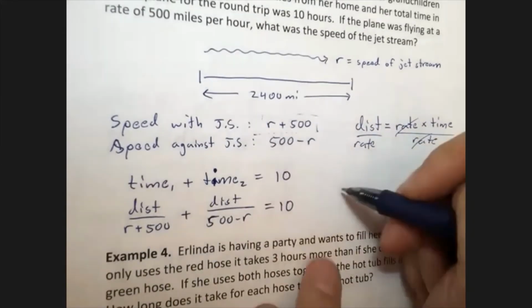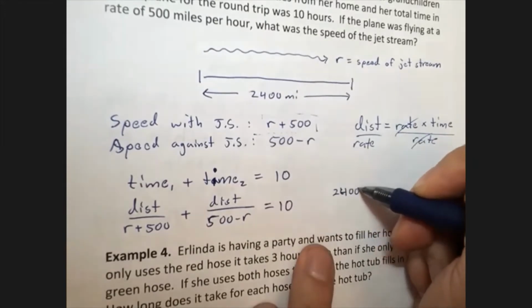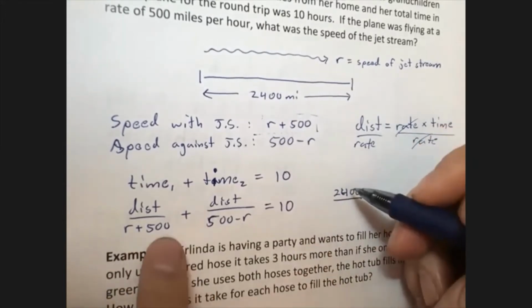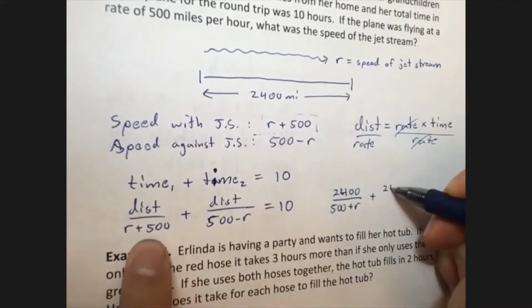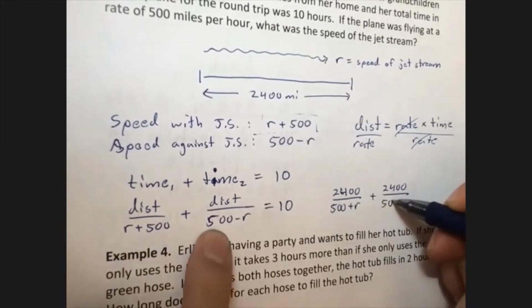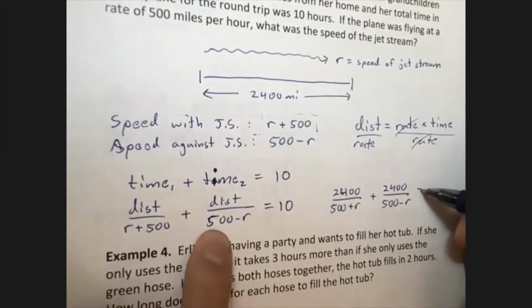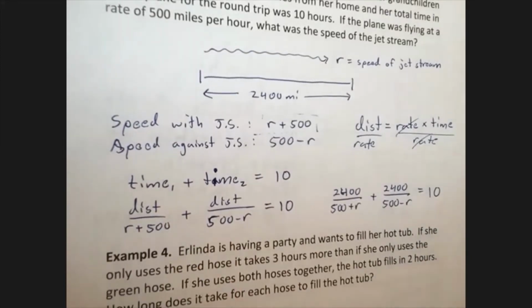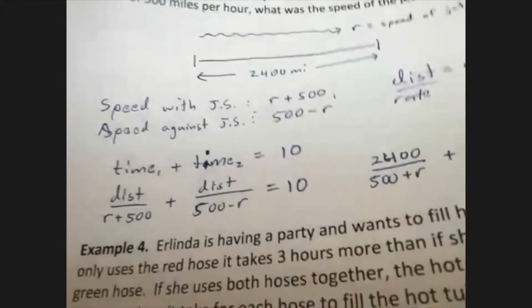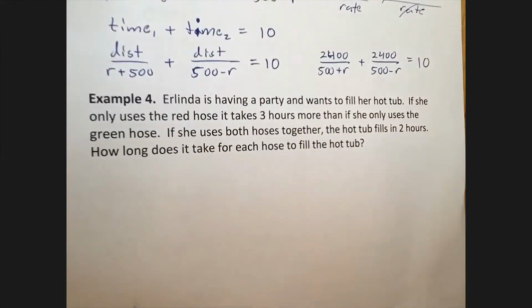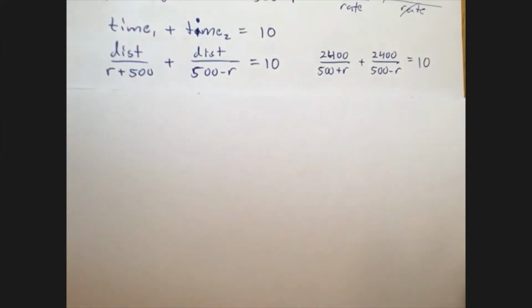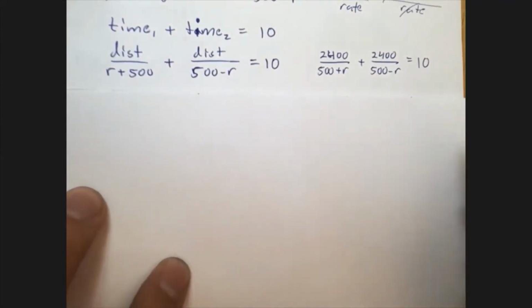So there's our equation. Let me write these in the same way. Instead of writing r plus 500, I'm going to write 500 plus r. So 2,400 over 500 plus r, plus 2,400 over 500 minus r, equals 10. Okay? So let's work out this equation now on another sheet. That's what we have to solve, because we're looking for the rate. If we just solve this for r, we'll have our answer.